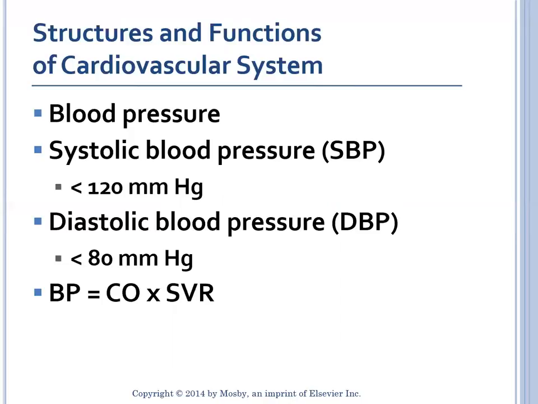The two main factors influencing blood pressure are cardiac output and systemic vascular resistance. Blood pressure equals the cardiac output times the systemic vascular resistance. Systemic vascular resistance is the force opposing the movement of blood. This force is created primarily in small arteries and arterioles. Normal blood pressure is systolic blood pressure less than 120 and diastolic less than 80.